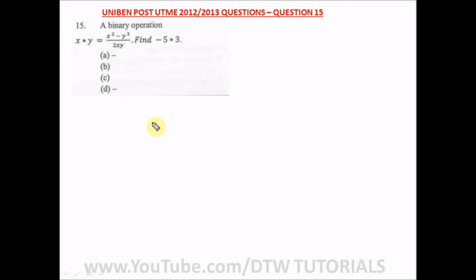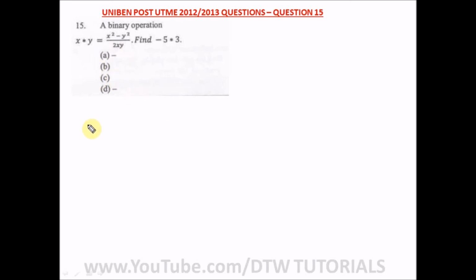Question 15 of the UNIBEN post-UME past questions for 2012/2013 questions. It says a binary operation, this x star y is equal to x squared minus y squared divided by 2x. Find minus 5 star 3. Okay, there's a typographical error also on this question, but we're still going to solve it.